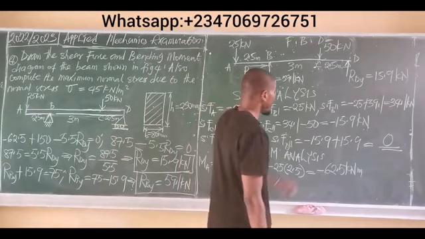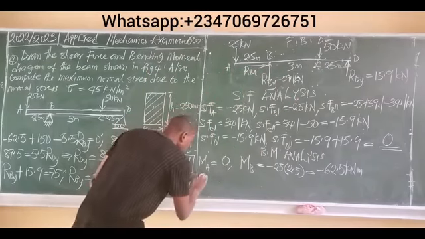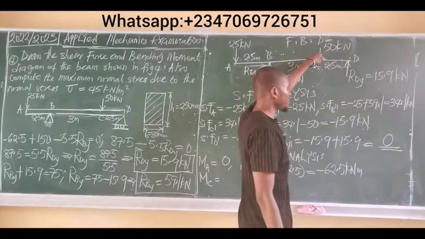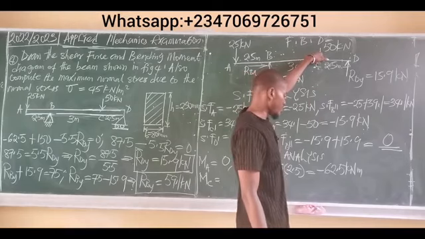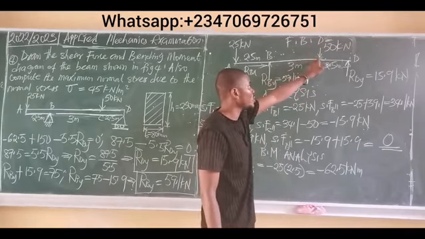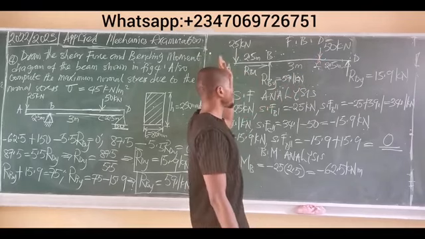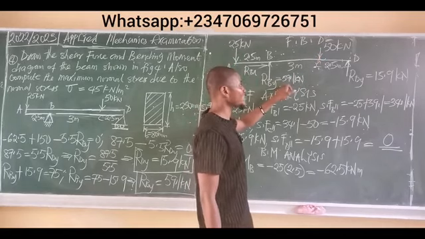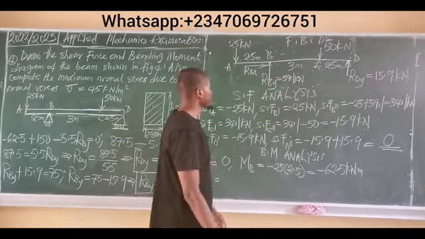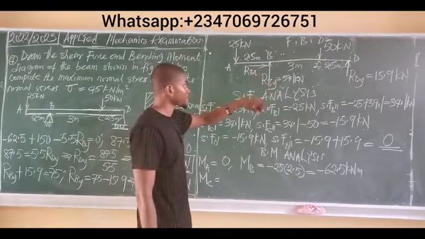Now I move down to where? Point C. Considering the moment at point C, the moment of this 50 kilonewtons force at point C automatically becomes 0 because I can't find it. But behind point C, I have two forces, 25 and what? 59.1, which means these two forces can take moment about point C. So we find the moment of these two forces about point C.